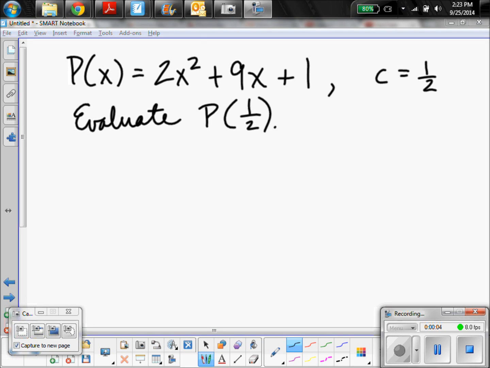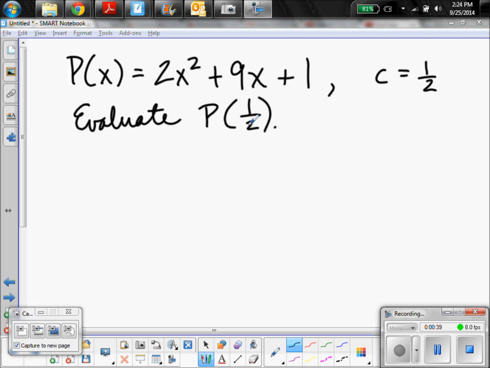So now we've got a polynomial function, p of x equals 2x squared plus 9x plus 1. And I want to do a couple of things in our process of polynomial analysis. I'm first given this number, 1/2, and the author of your text, Larson, will call that a c value. And I want to evaluate p of 1/2. Well, you may think, okay, that's easy. Just take the 1/2 and plug it in for the x's and calculate p of 1/2.